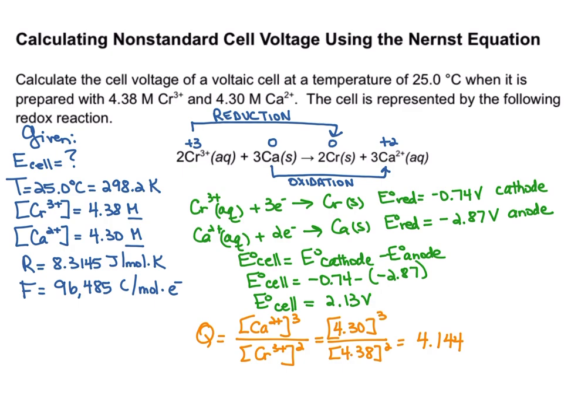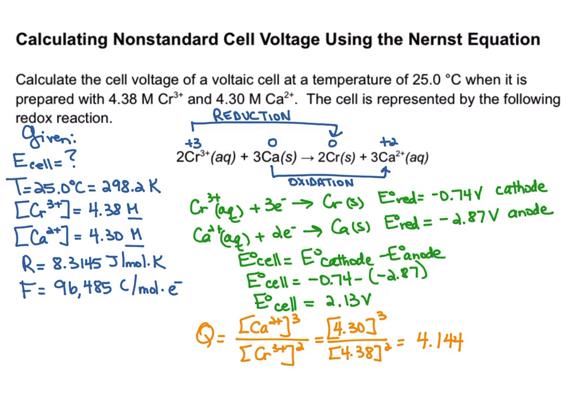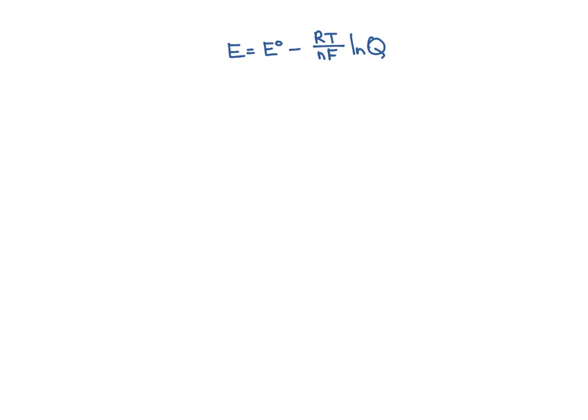Now it's time to use the Nernst equation, which is the cell potential equals the standard cell potential minus RT over NF times the natural log of Q. R and F are constants, but I need to figure out what that N is. N is the number of moles of electrons that get transferred to make that overall equation. So take a look at my two half reactions. In order for the electrons to cancel out, the electrons have to be 6. So there's a total of 6 electrons that are going to be transferred in this reaction. So that means N equals 6. So I'm going to go ahead and plug in all of the numbers I have now.